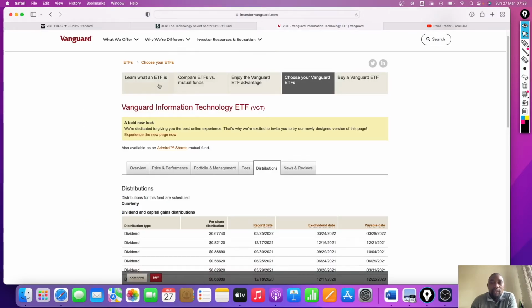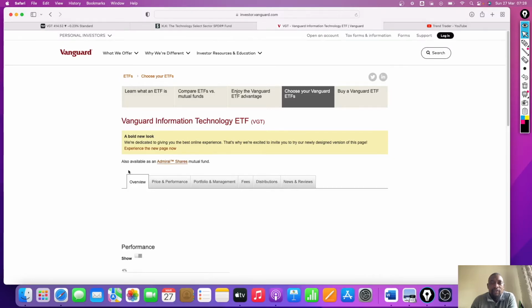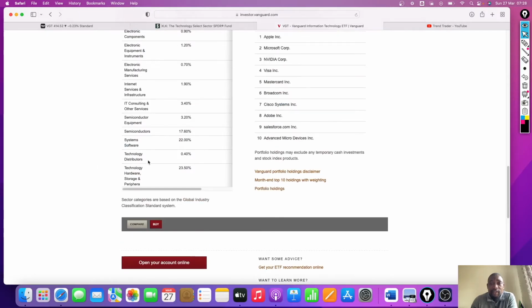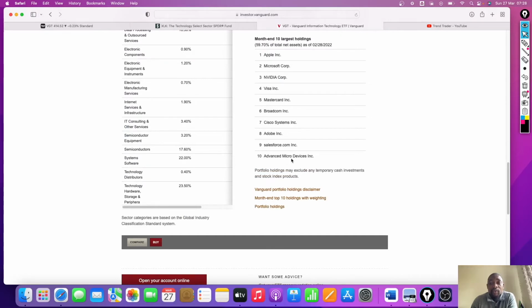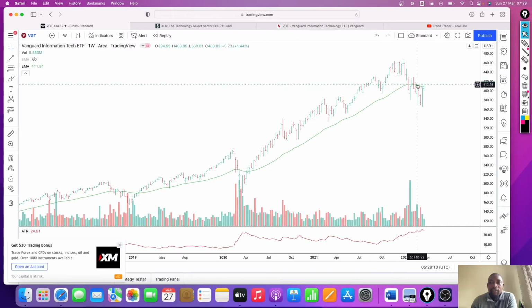Then when you look at the top 10 holdings of the VGT, I mentioned that the only difference is that this one does not have Intel and Accenture. We know Accenture is a tech consulting company, but all the other ones like Apple, Microsoft, Nvidia, Visa, and everything else are there within this particular sector. So if you go back to the chart of VGT, we've already mentioned that it closed above the key support or resistance level there. So we expect the price to continue to push further up.